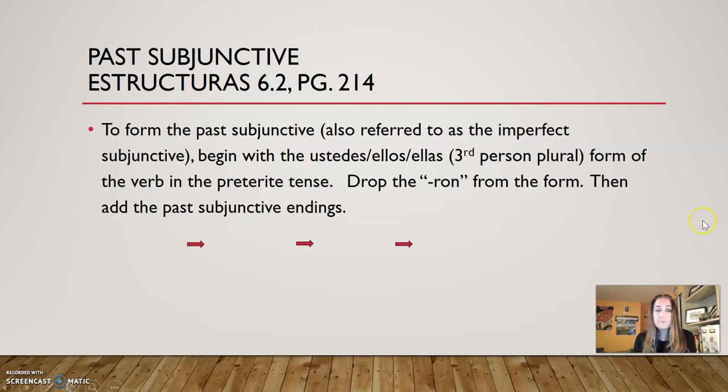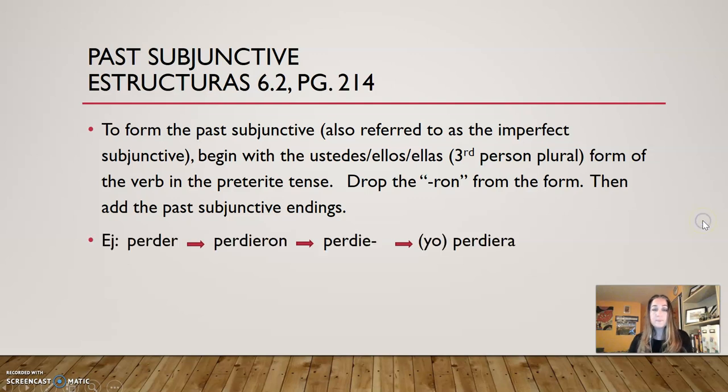But here's an example first for you. The verb perder. We would start with the ellos preterite form, perdieron. We drop the ron, and then we would add the ending. For example, the yo ending for the past subjunctive is ra. Perdiera.